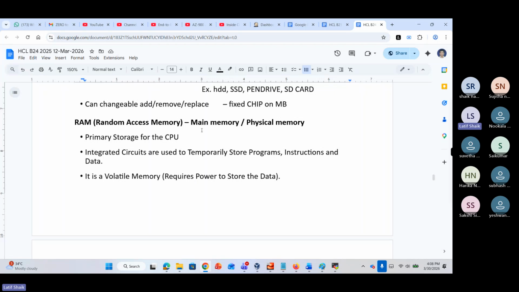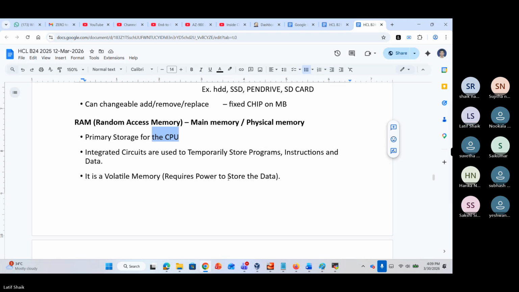RAM stores data temporarily. Your instructions and data are stored in the RAM only. For example, when I open this browser, the browser application's instructions and data will go and be stored in the RAM. From RAM, it will be given to the CPU.